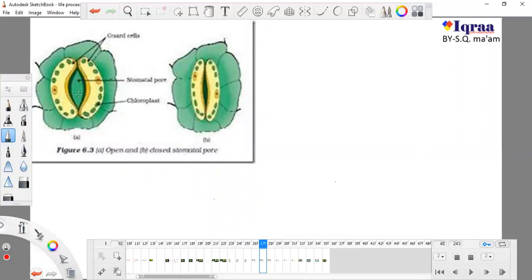Okay, so this is the condition. You can see the aperture is big, the aperture is very big. This is the aperture, you can see, and these two are guard cells. They are in swollen condition. So this is our stomata.